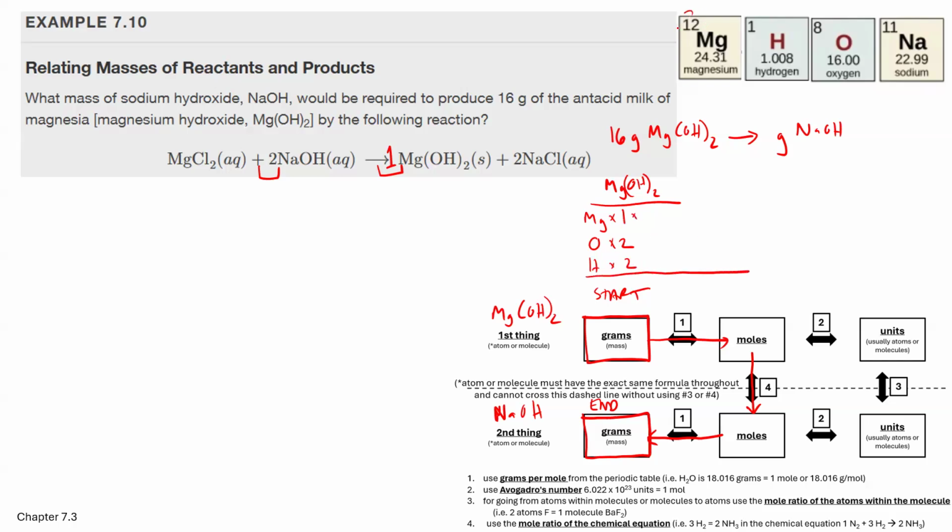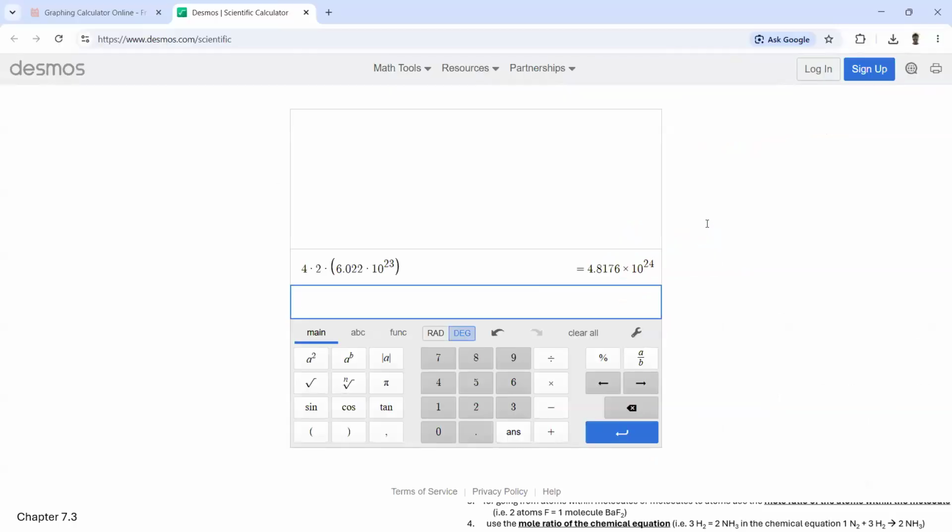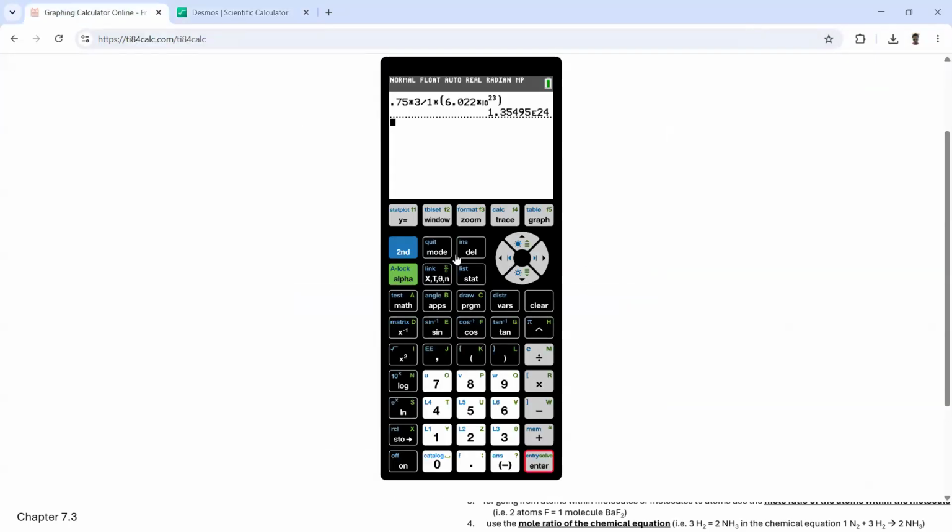Each of those, again, these are from the periodic table, magnesium is 24.31 grams per mole. Oxygen is 16.00 grams per mole. Hydrogen is 1.008 grams per mole. And let's do this. I'm going to do this in the calculator to show you how it's done. All right, so let's do this. This is how I'll do it here. Let's clear this. We have 1 magnesium, and that's 24.31 grams per mole.